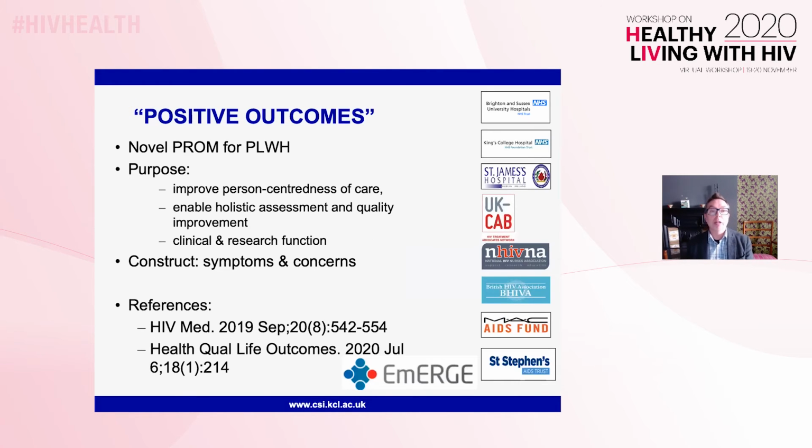So I'd like to talk briefly now about the positive outcome study, which is a novel patient-reported outcome measure for people living with HIV, which we've been developing to improve person-centeredness of care, to inform holistic assessment and quality improvement, and to develop a measure that has both a clinical and a research function. The construct that we're measuring with this is clearly symptoms and concerns because we want it to be used in routine practice. And there are a number of papers we've published now on the development and initial validation stages of the positive outcomes, patient-reported outcome measure.